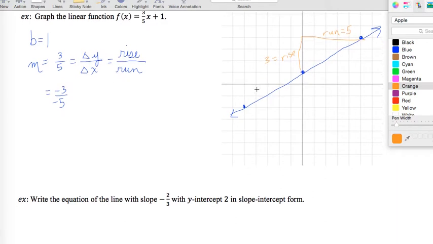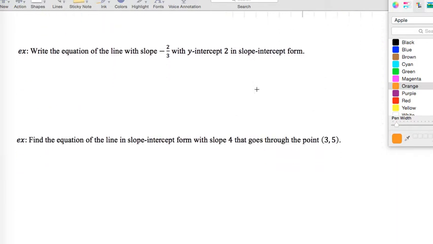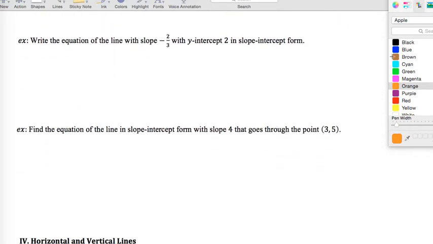Okay, let's write the equation of the line with slope -2/3 and y-intercept 2 in slope-intercept form. Slope-intercept form means mx plus b, and we're given the slope m and the y-intercept b, so we just straight up write it: y equals -2/3 x plus 2.